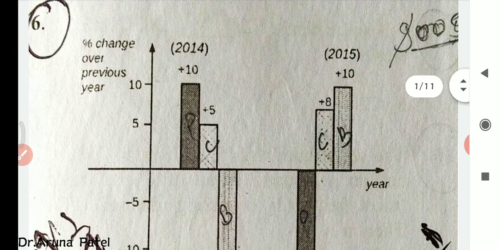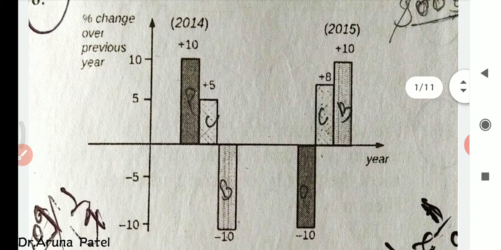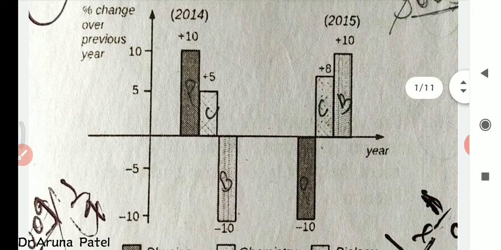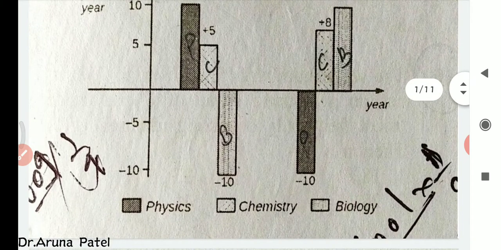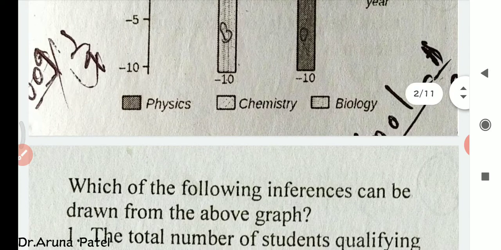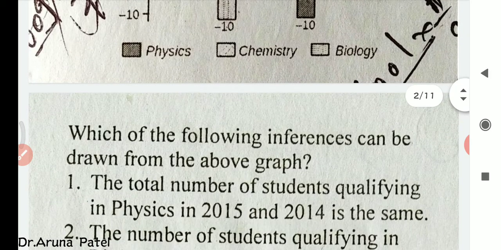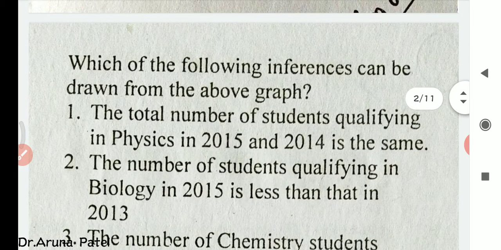Here is a graph of percentage change over previous year. So here 2014 and 2015 are compared and the percentage change over the previous year is given on the y-axis. The three different subjects, physics, chemistry and biology, and the percentage change of passed students has varied, which is shown in the bar graph. Which of the following inferences can be drawn from the above graph?